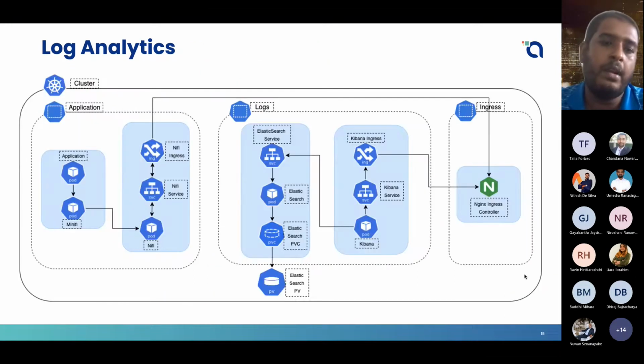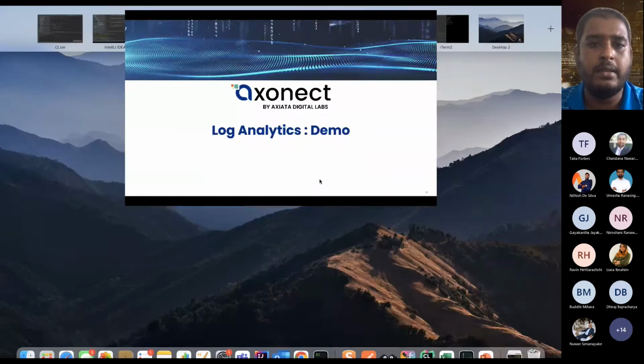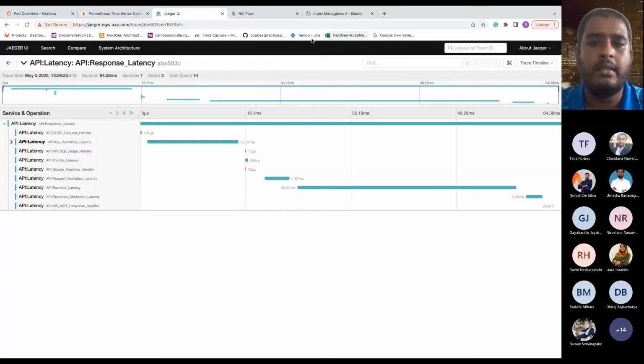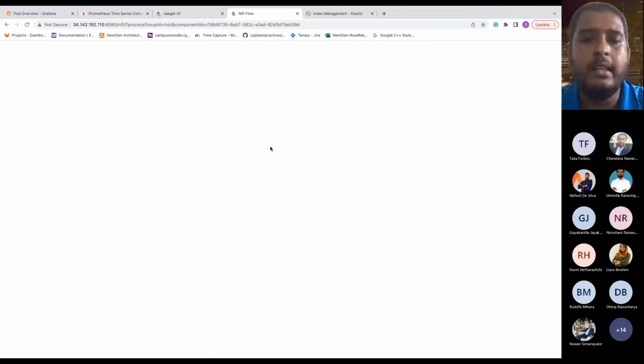So this is a deployment view of that, right? So we have the application and we have the Minifi, which is sitting closer to the application or sitting next to application. And then we have the Nifi server, right? And then we have the ELK stack, right? So, okay. And then I'll quickly show the Nifi flow editor.